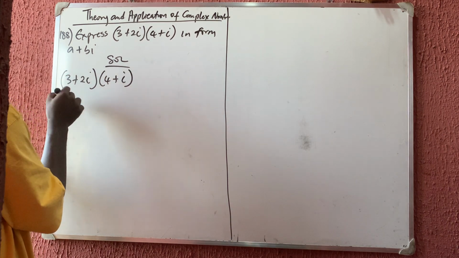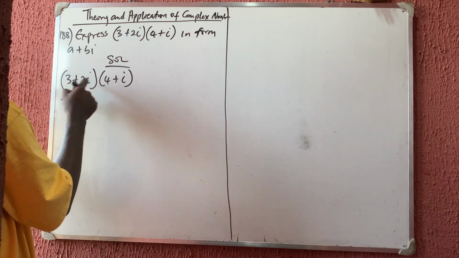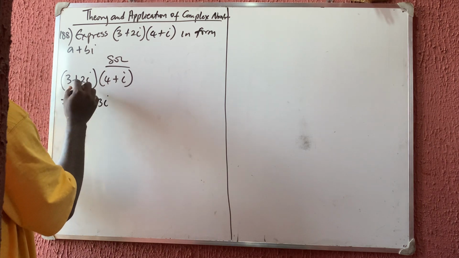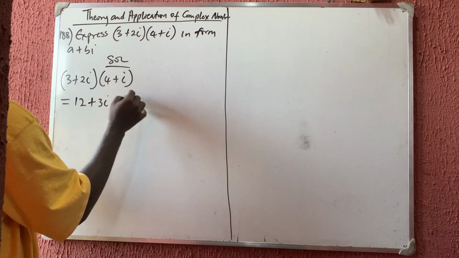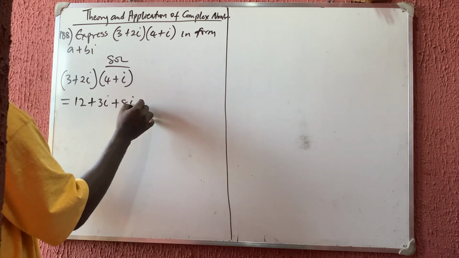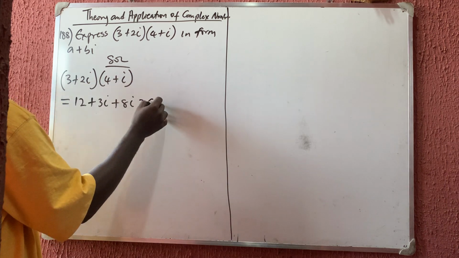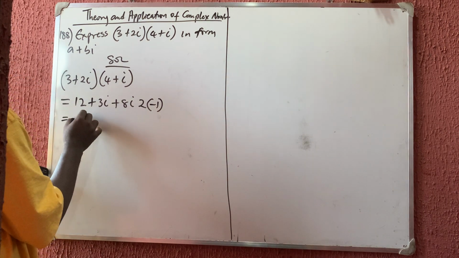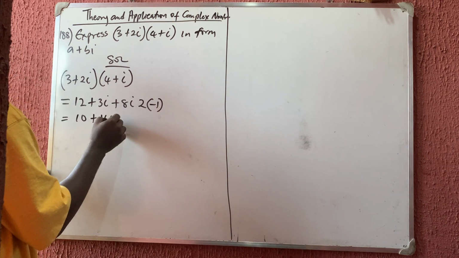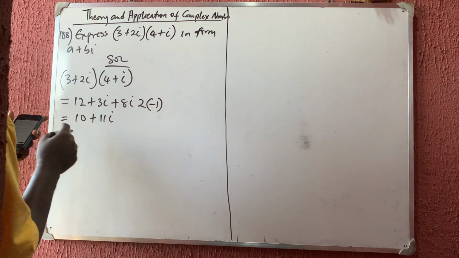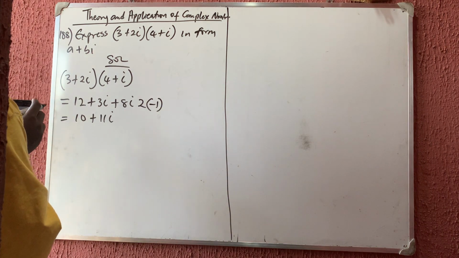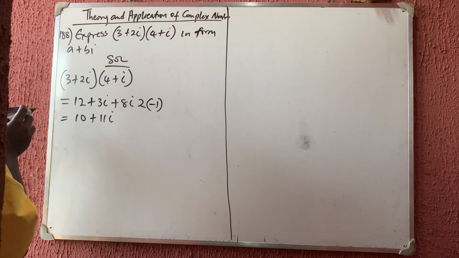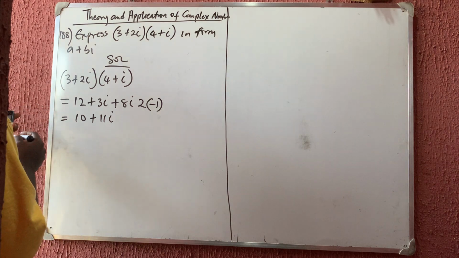If you open the bracket, you see 3 times 4 is 12, 3 times i is 3i, 2i times 4 is 8i, 2i times i is 2i squared, and i times i is minus 1. So I'm going to have 12 minus 2, which gives you 10, plus 3i and 8i, which gives you 11i. So a is equal to 10 and b is equal to 11. So that is that. Option C is correct.